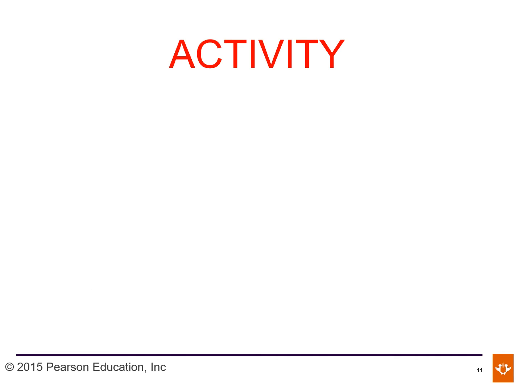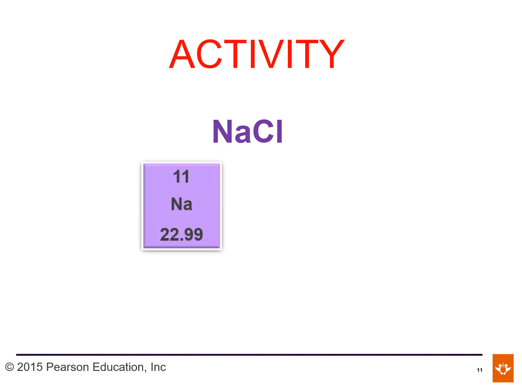To better understand the formation of an ionic bond, let's look at the example of sodium chloride. From the periodic table, we see that sodium has an atomic number of 11 and chlorine has an atomic number of 17. Using this information, draw the electron clouds with the number of electrons that are associated with each atom. Now determine which of the two atoms will gain or lose an electron in order to gain stability.